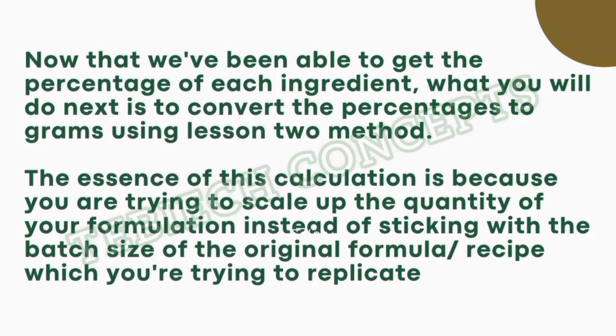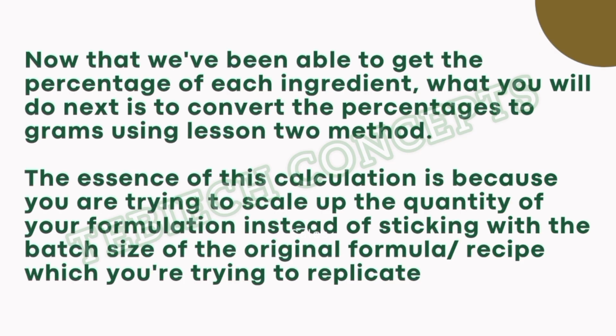So now that we have successfully converted from gram to percentage, if you are trying to scale up, that's if you are trying to do a bigger batch with your formulation, let's assume the formula or recipe you are trying to replicate is 200 grams, and you are trying to make 1000 grams. What you will do is convert the percentage you got from your calculation back to gram, using the formula we used in the previous video to convert from percentage to gram. You'll be able to get the quantity that you use in formulating 1000 grams.